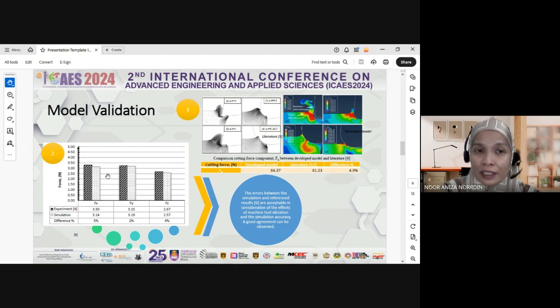From the figure here, number 2, the errors between the simulation and reference result are acceptable in consideration of the effects of the machine tool vibration and also the simulation accuracy. Here we can see a good agreement, which therefore leads to the success of the simulation results and the objective of this study.